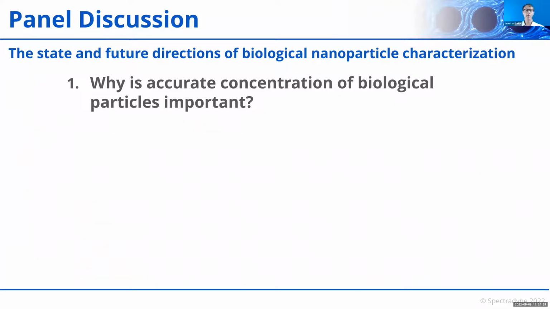Great, so maybe we can start with you, Dr. Jones, and you can give us your thoughts on this first question. Why would you say that accurate concentration of biological particles is important? That's a key question for us in the translational sciences, as well as those who are studying these things in the physical sciences. You mentioned that size and concentration are things that we need to know in terms of dosing of nanotherapeutics for their safety and their efficacy.